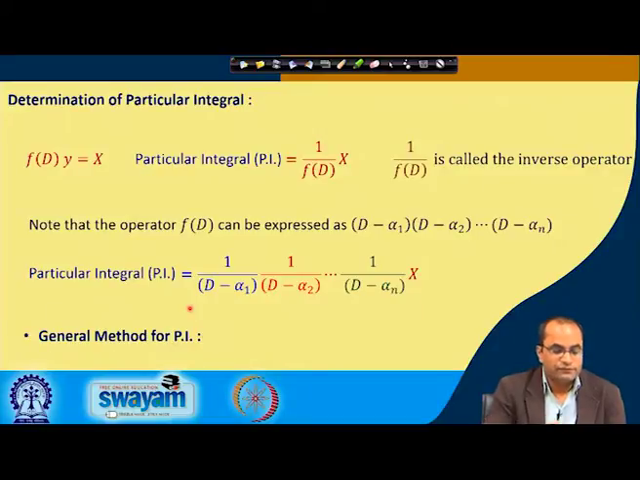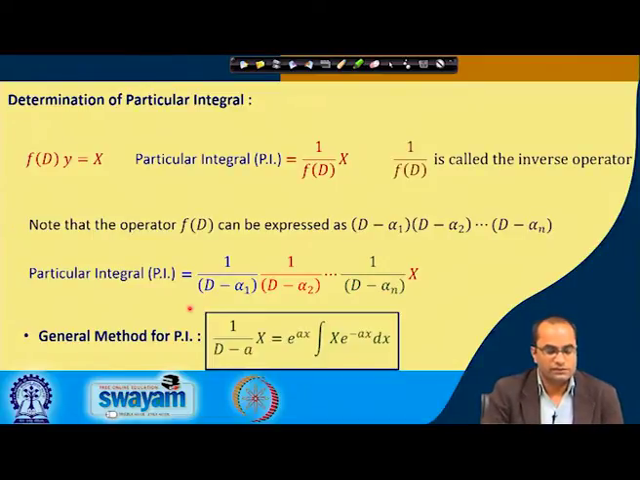This is the very general method for finding the particular integral, which we are discussing at first. Later on we will go for some special forms of X, and there will be some direct evaluation techniques which will also be discussed later.